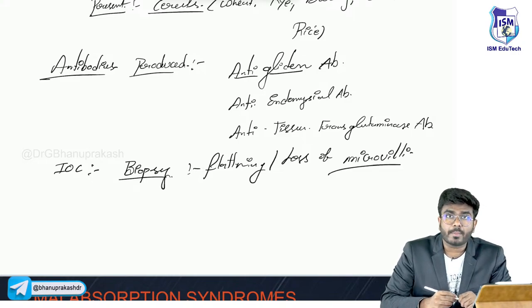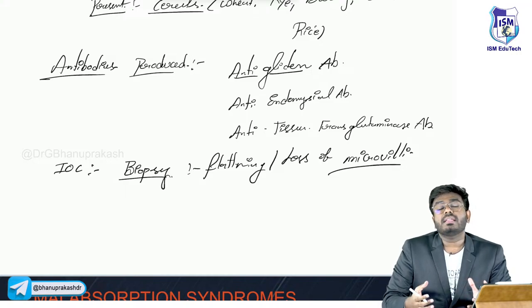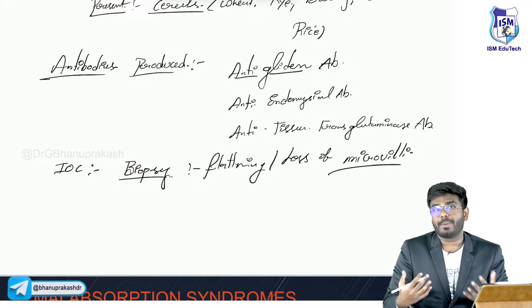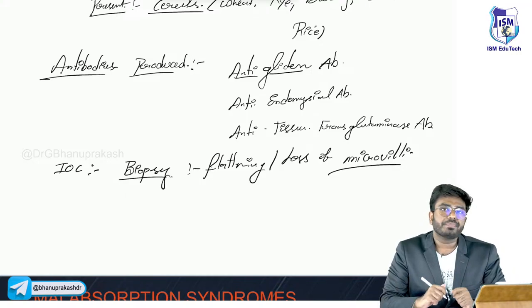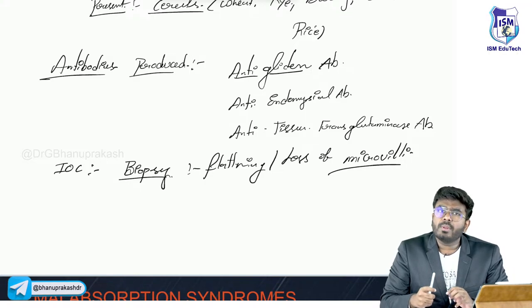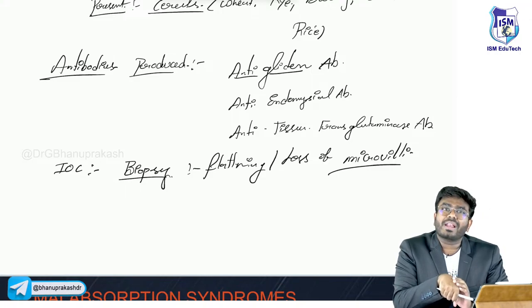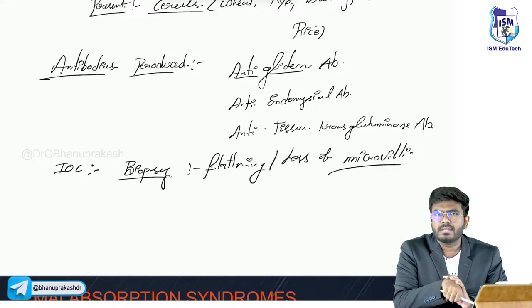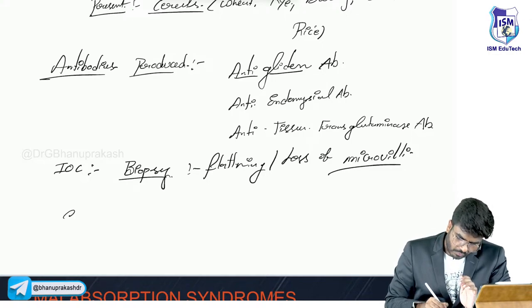Okay, flattening or loss of microvilli is going to be seen. Now, in this celiac sprue, imagine I am the patient who is having celiac sprue. Not only will there be malabsorption and GI symptoms, but if you look at my skin, there will be herpetiform rashes. Dermatitis, inflammation is going to be seen. This condition is called skin involvement.